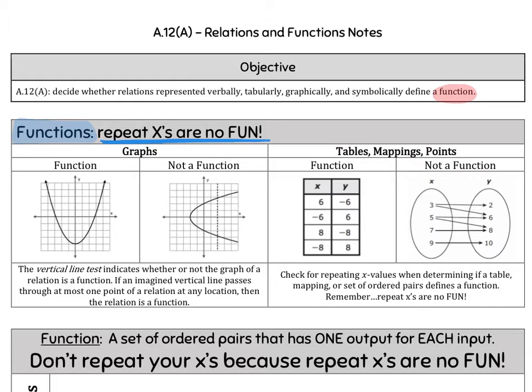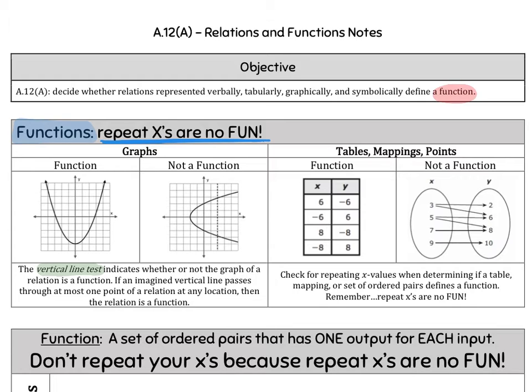Now we're going to be able to tell if y is a function of x for graphs and tables, mappings, and points. When we're looking at a graph to decide if something is a function, we employ something called the vertical line test. Does this sound familiar to anybody? No. A what? A vertical line test. Yes. Okay, it should. This should sound familiar. You would have maybe done this before.